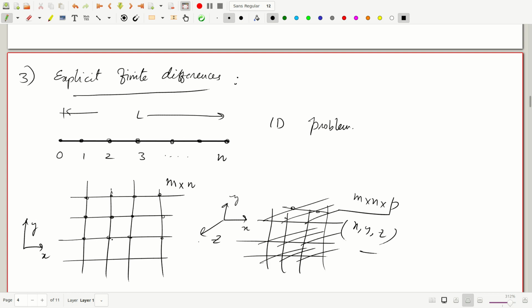Now whenever you deal with ordinary differential equations or partial differential equations, you end up with some kind of derivatives of functions.